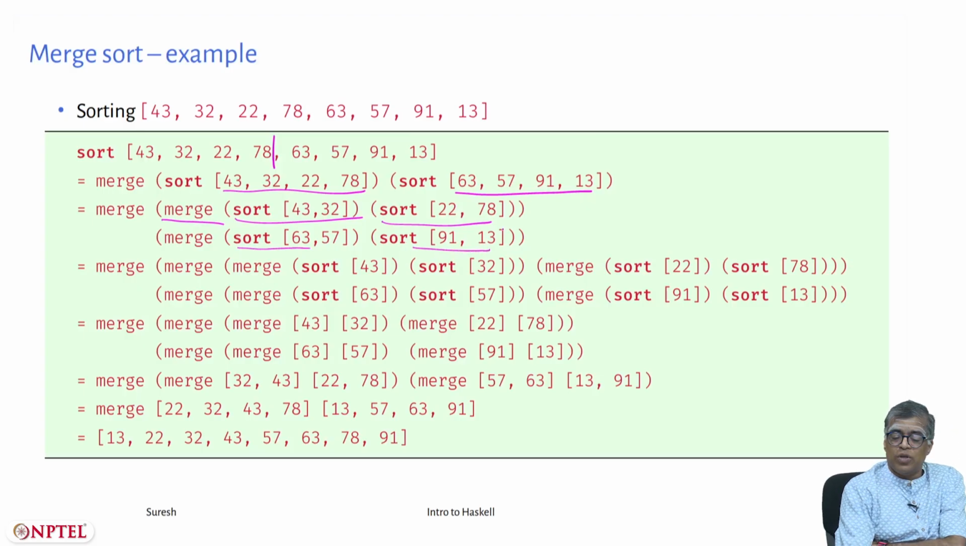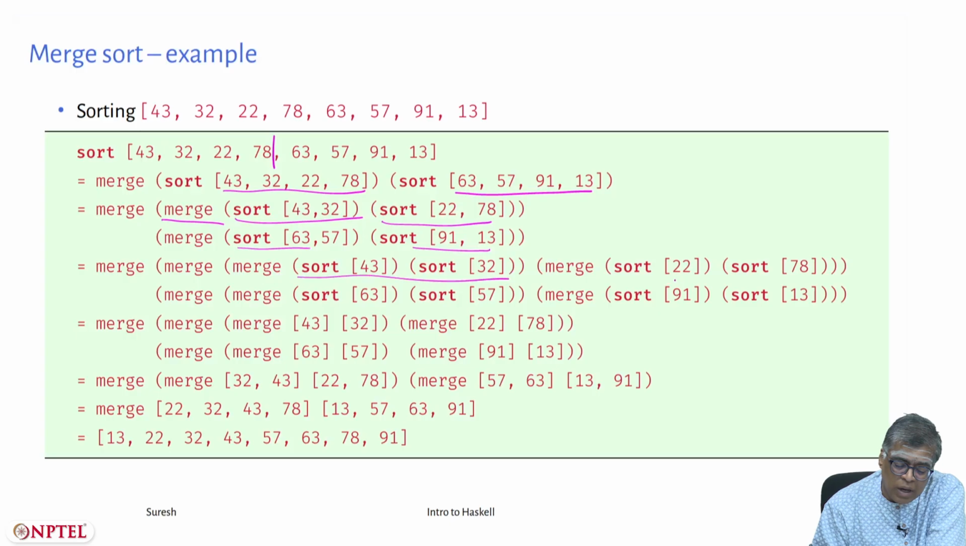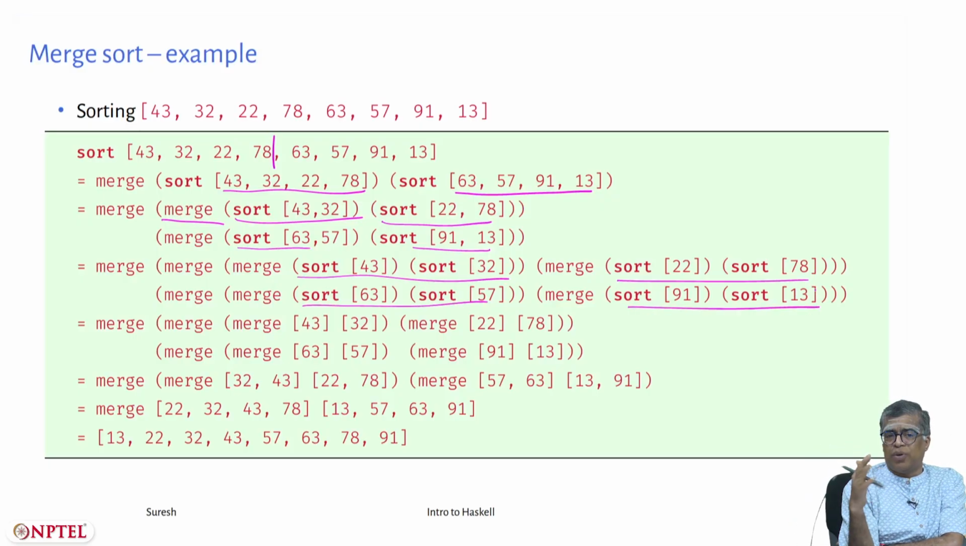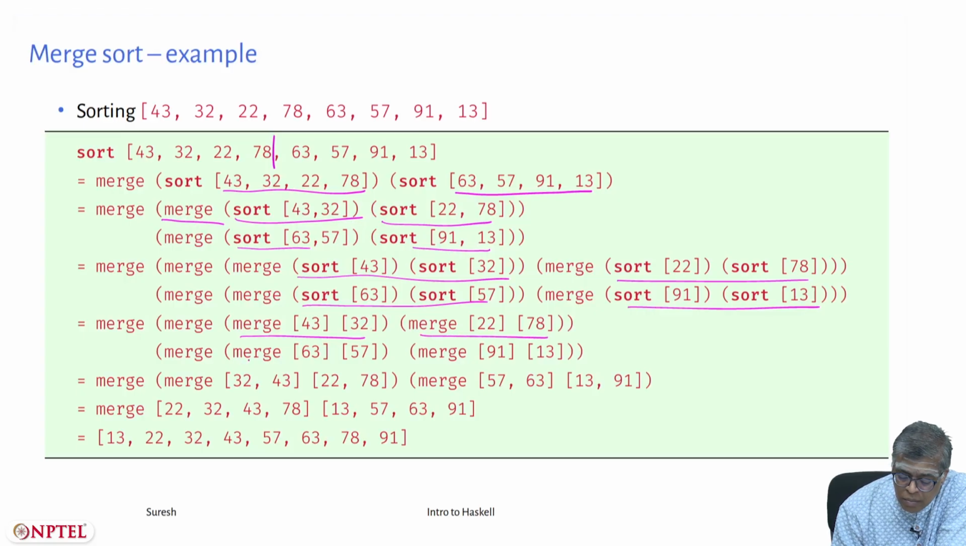Now sort of 43, 32 is merge of sort of 43 and sort of 32, and sorting 22, 78 is merge of sort 22, sort 78, and so on. I do all this. Sorting a singleton list, you can just return that same list. So now this is merge of 43, 32, merge of 22, 78, merge of 63, 57, merge of 91, 13.